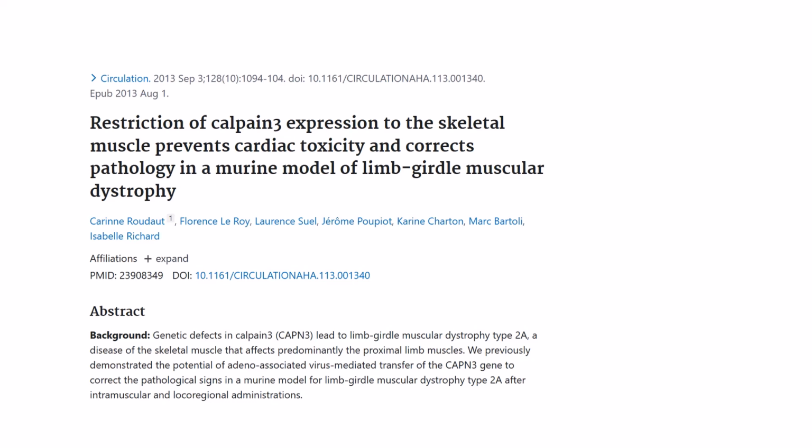And that's true. It turns out that in trying to work on gene therapy for this particular type, one of the problems is that if the calpain gene that is being delivered by gene therapy is expressed in the heart, that actually causes a toxicity issue. So the researchers working on gene therapy have had to come up with ways to make sure that calpain-3 isn't expressed in the heart.